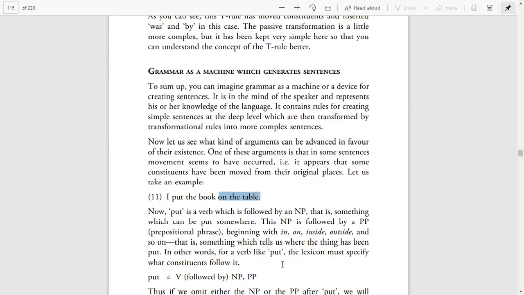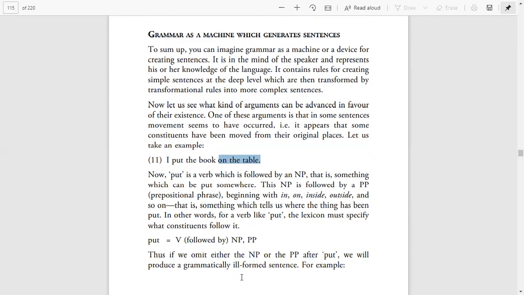In other words, for a verb like put, the lexicon must specify what constituents follow it. So put is a verb, and it is followed by an NP and a PP. If the NP and PP do not follow this put, there would be an odd sentence. We will not get a complete meaning, or it would be considered an ill-formed sentence.